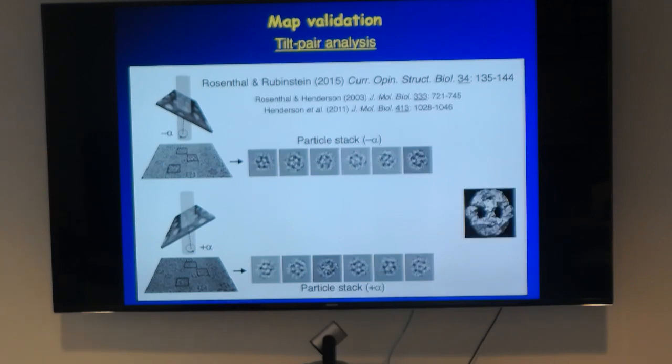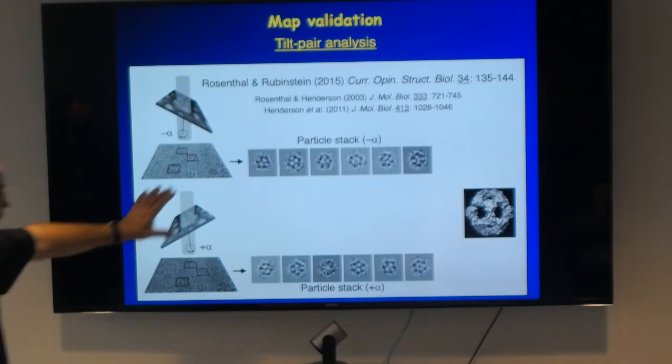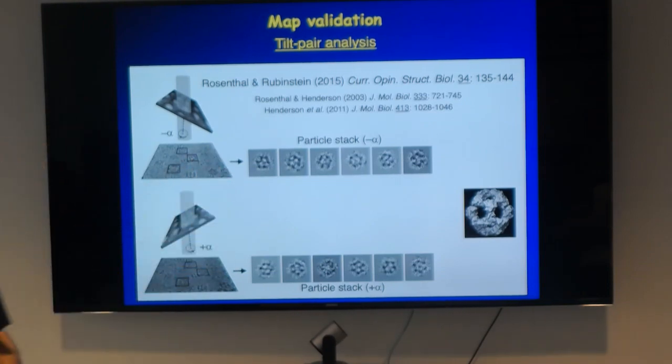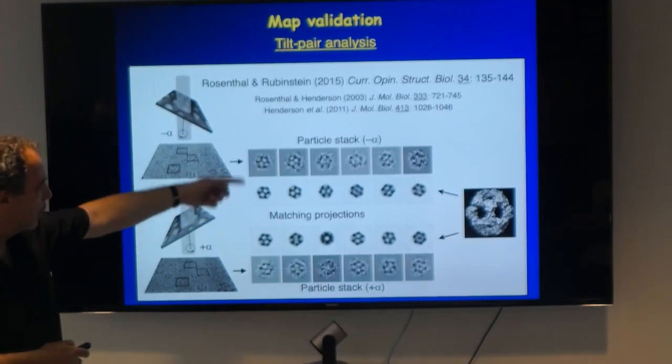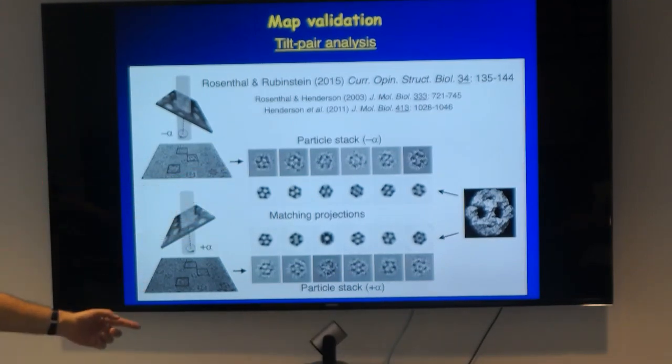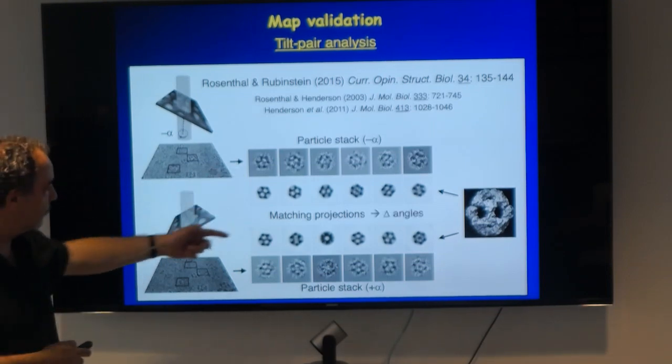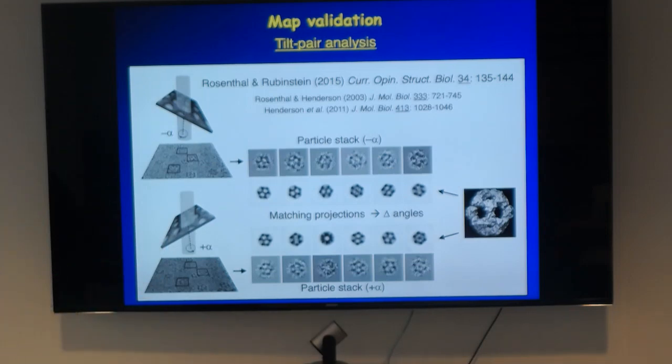You now have your density map that you obtained with the untilted data, and now you have these tilt pairs, just 1 or 2 images, so 20 or maybe 50 particles, and you align these to your density map, and you assign the matching projections, so you know what the rotation parameters are for these projections. The difference between those should be consistent with the difference in tilt that you took, because you know that. So the only difference between these should be a 10 degree rotation.